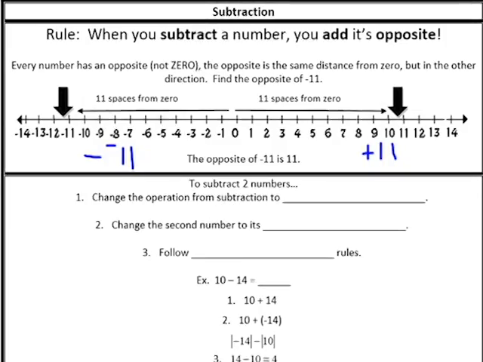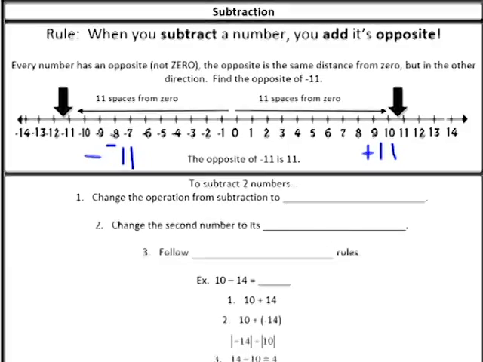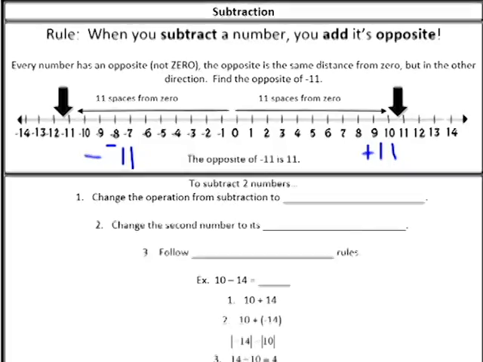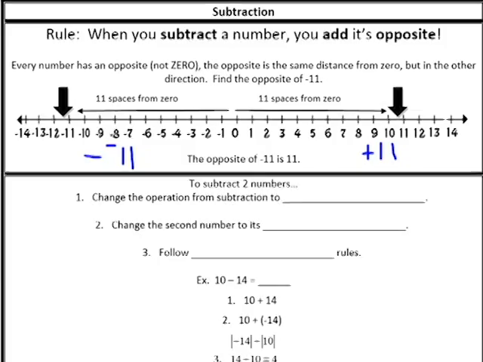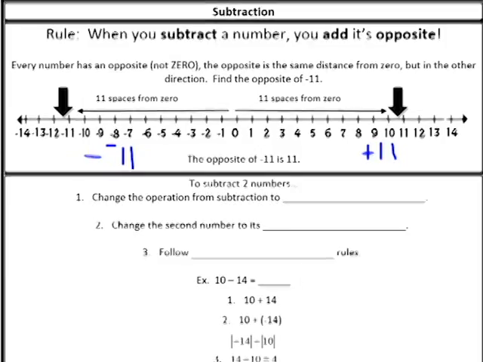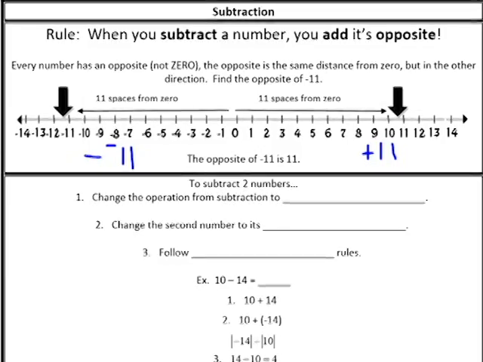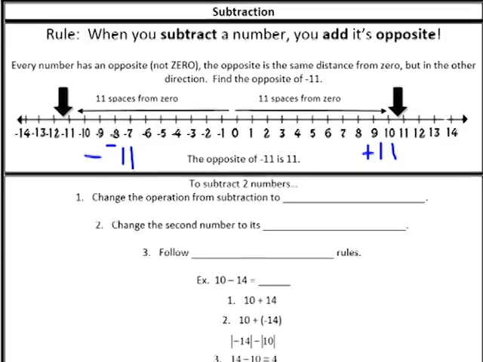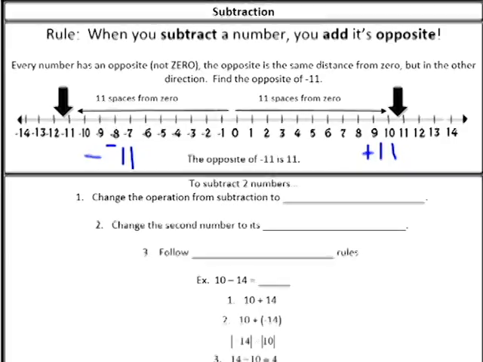One thing a lot of students tend to understand this better. If I said 5 minus negative 2, 2 negatives, or a subtraction and a negative, become plus a positive. So you change the operation to plus, and you go to the opposite of the second number.